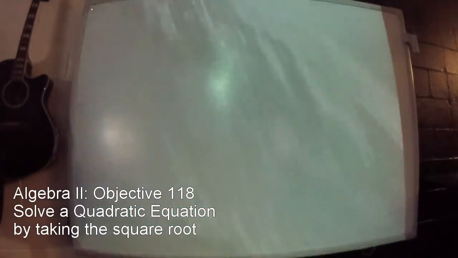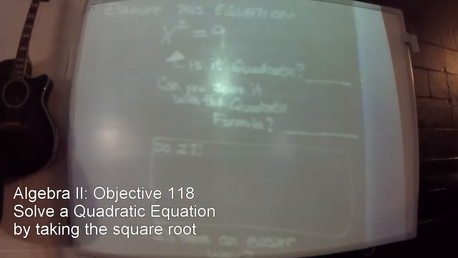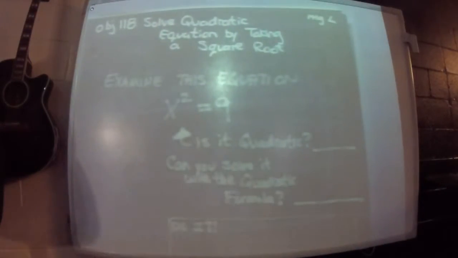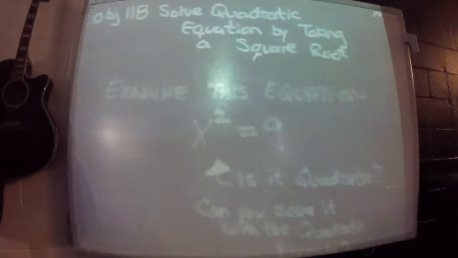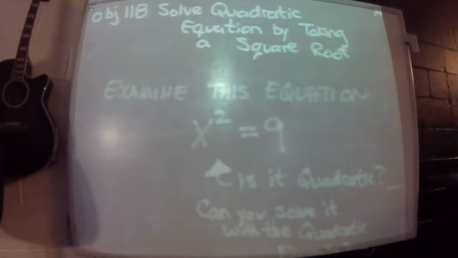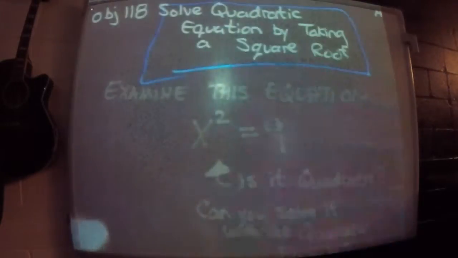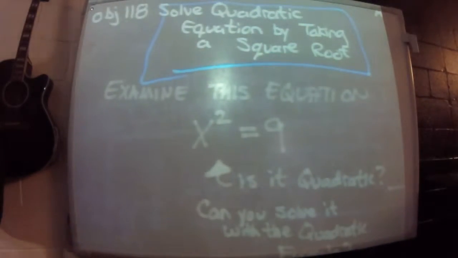Okay, objective 118. This is the last one we're going to do prior to spring break. Last week we started learning about how to use the quadratic formula to solve any quadratic equation, if you put it in the order ax squared plus bx plus c equals 0. We're going to learn here how to solve a quadratic equation a different way. This is called solving a quadratic equation by taking the square root.